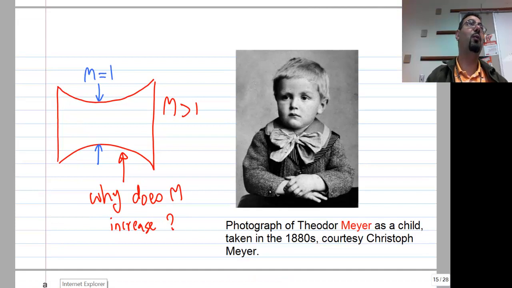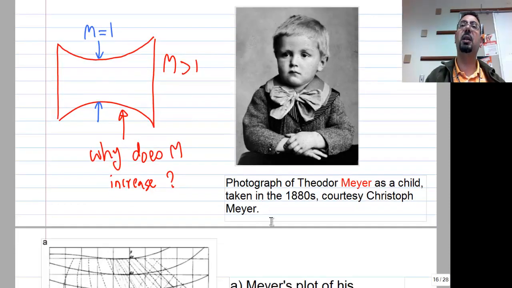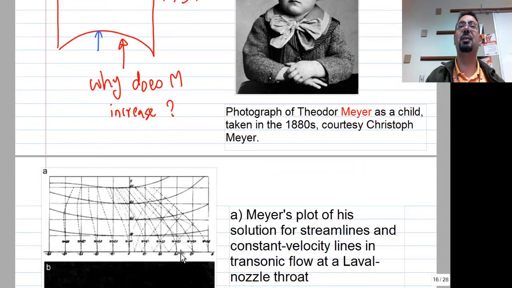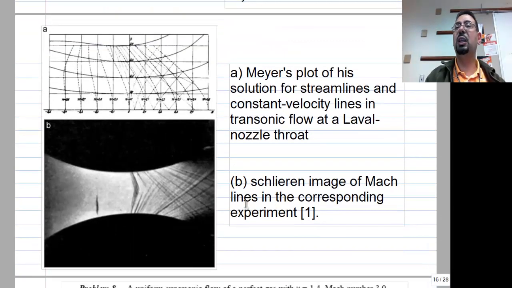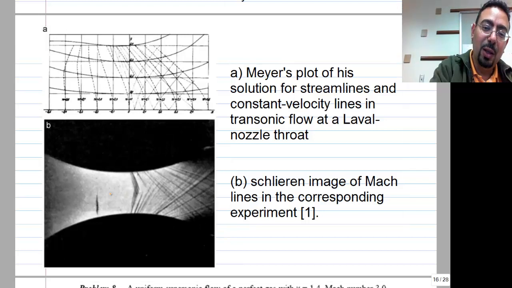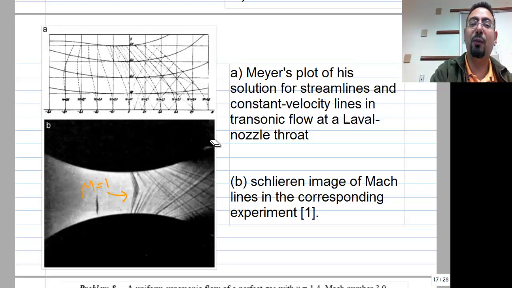The moment we have been waiting for, the moment we understand why this guy accelerates the flow. This is the guy who got it when he was a little bit older, but that's his picture when he was a child. Meyer, that's why it's called the Prandtl-Meyer expansion fan. So Meyer solved this, basically. He solved the flow in the divergent part. And using this Schlieren image, you can see what's going on. So what's going on in the divergent part? Why does the flow, when it hits Mach 1 at the throat, go supersonic in the divergent part?